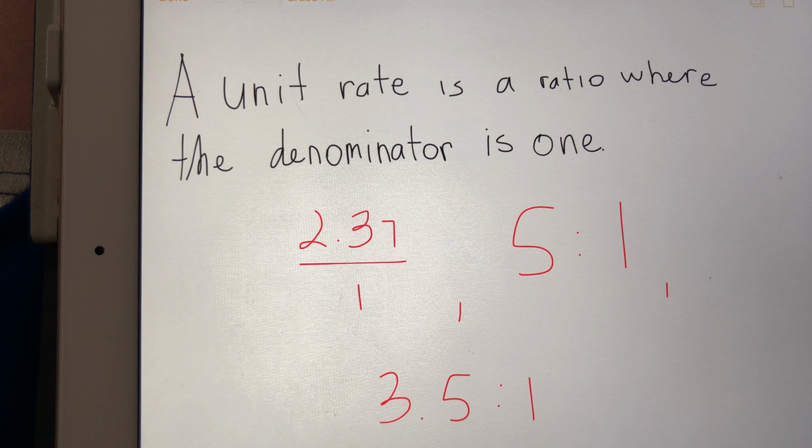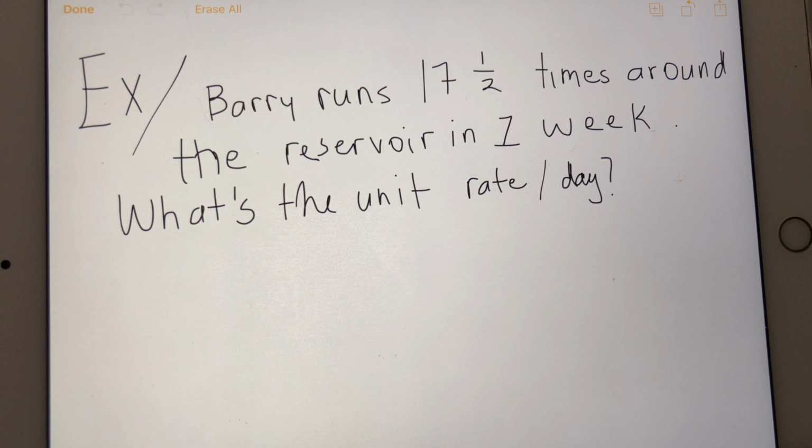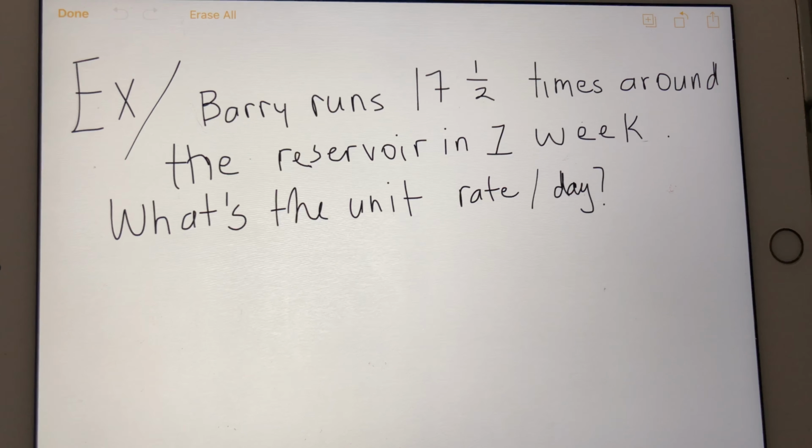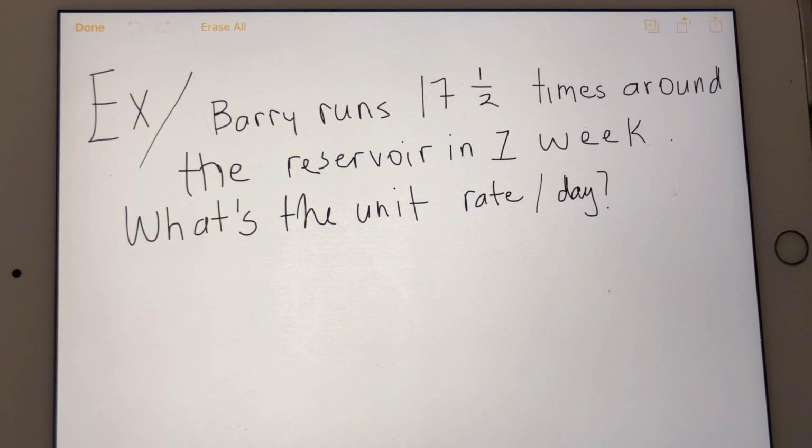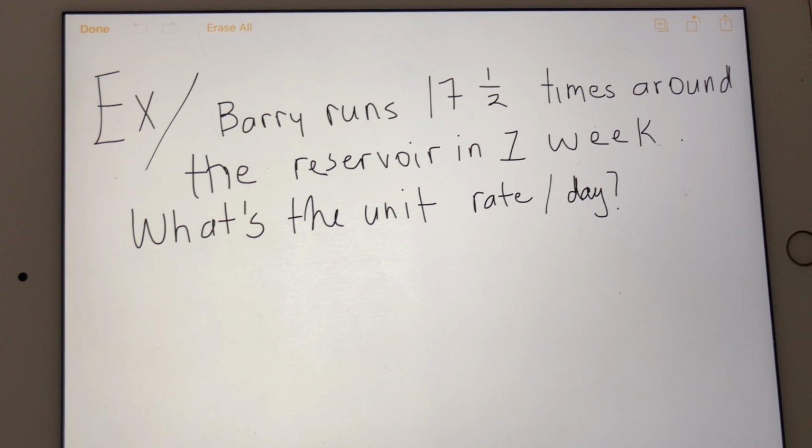So here's an example that you'd see on a PARCC test. Barry ran 17.5 times around the reservoir in 1 week. What's the unit rate per day? This question is a little bit hard, but first we know that a ratio is used to compare two quantities. So already here we know that 17.5 and 1 week are related, because in 1 week he runs 17.5 times. So we can write this as a fraction.